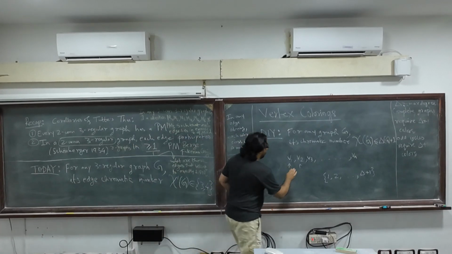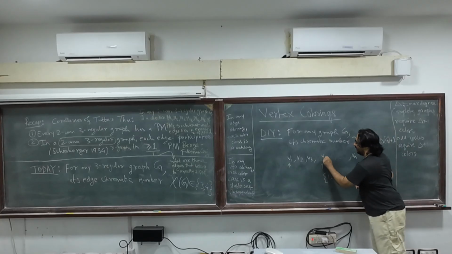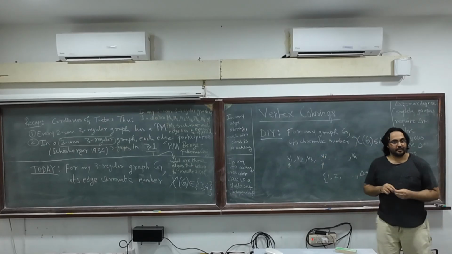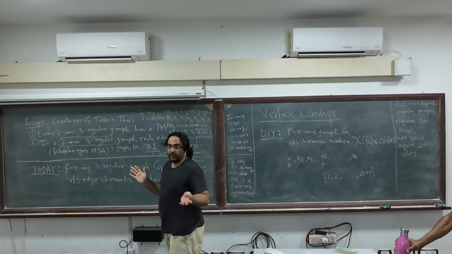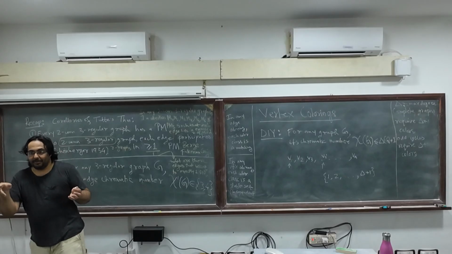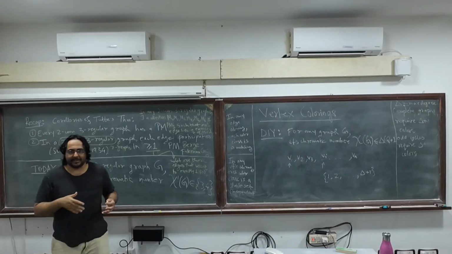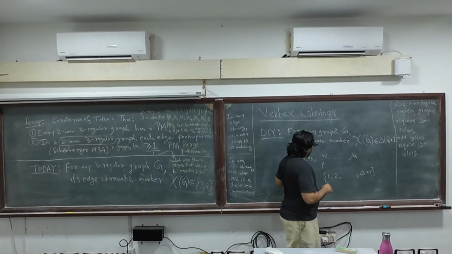Whenever I am at some vertex Vi, I look at the neighbors. They use at most delta colors. I have a palette with delta plus 1 colors. I'll give the delta plus first color to this fellow, whichever is remaining, right? I don't even need to specify. I don't even need to order this in any way.